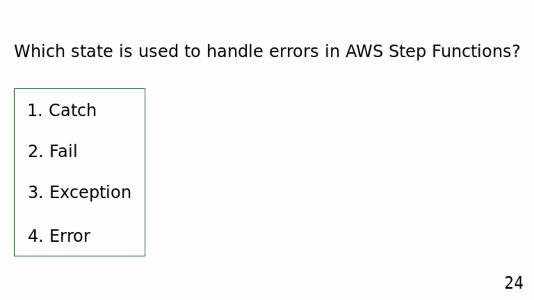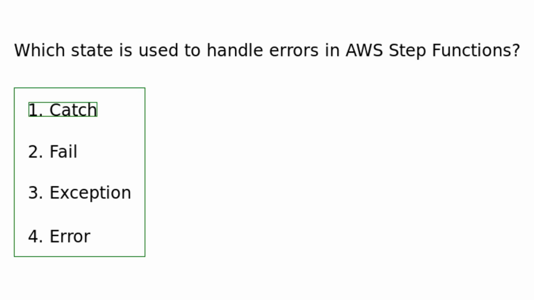Which state is used to handle errors in AWS Step Functions? Catch. Fail. Exception. Error. The catch field within a state is used in AWS Step Functions to handle errors, allowing you to define error handling paths for different types of errors.